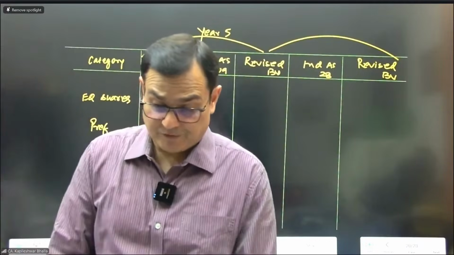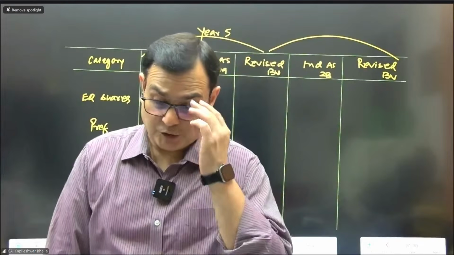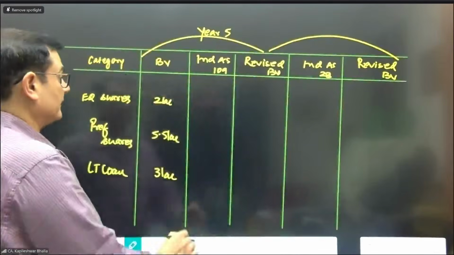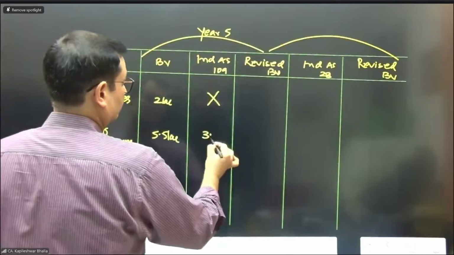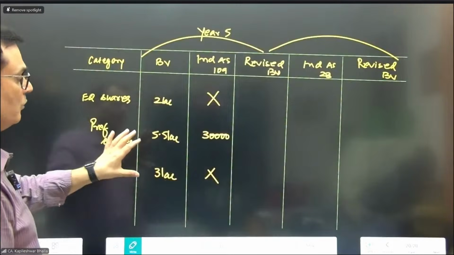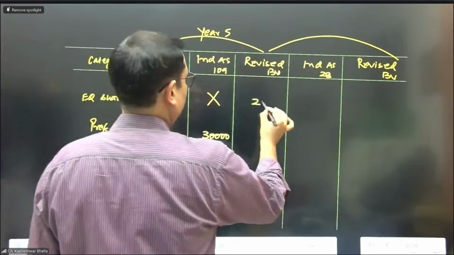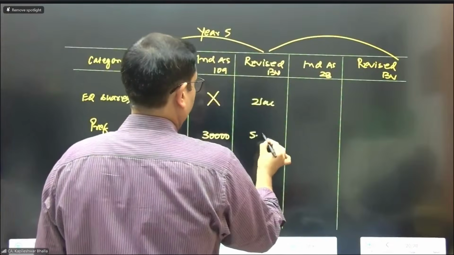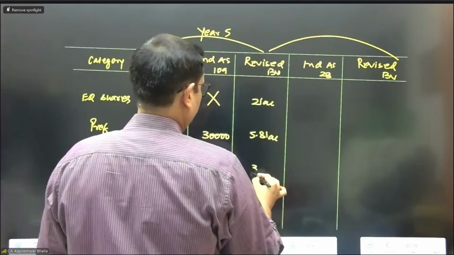In the year number 5, there has been a fair value change in terms of preference, that is 30. There's nothing in terms of long-term loan. So let's get the revised value. This becomes 2. This becomes 5.8. And this becomes 3.